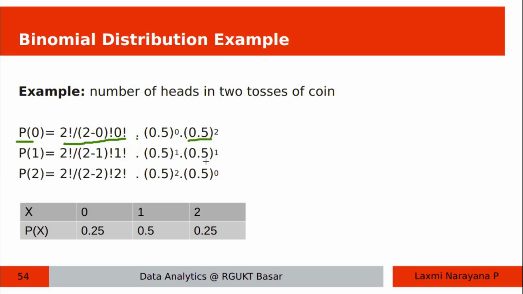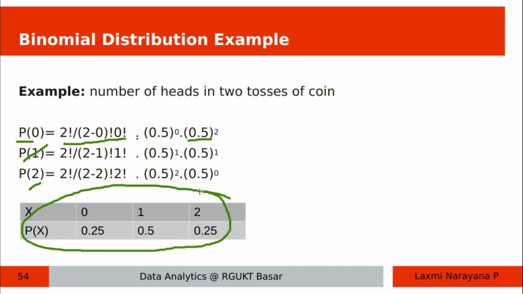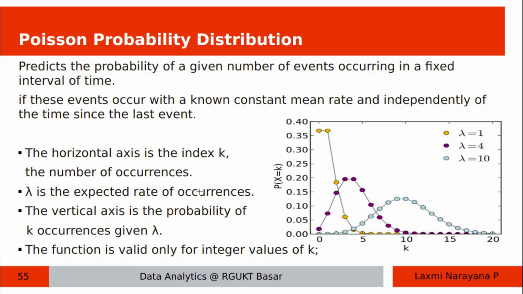So if you calculate like this for getting 1 head and getting 2 heads, we will get the probabilities: for 0 heads, 0.25; for 1 head, 0.5; and for 2 heads, 0.25. These are the probability mass function values.